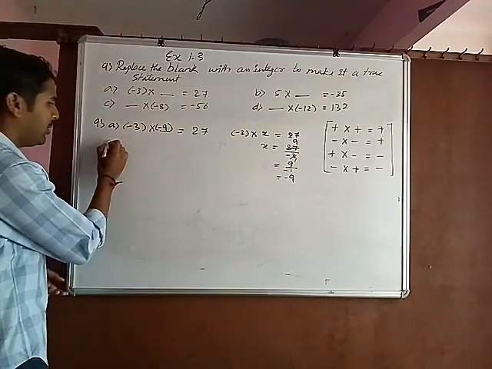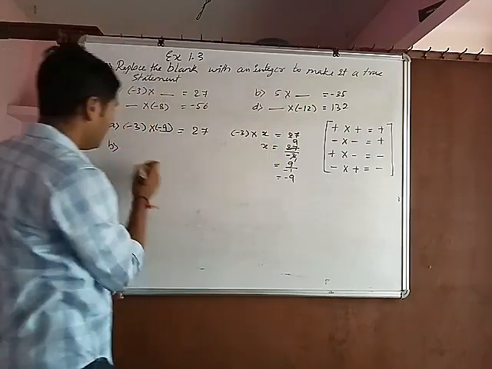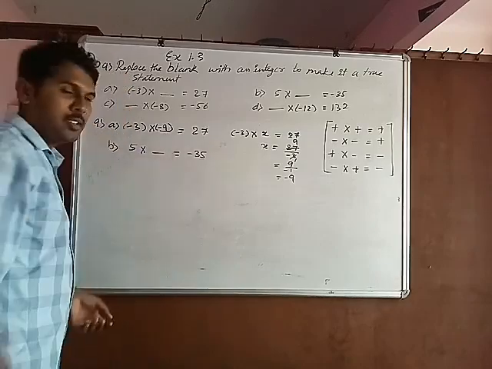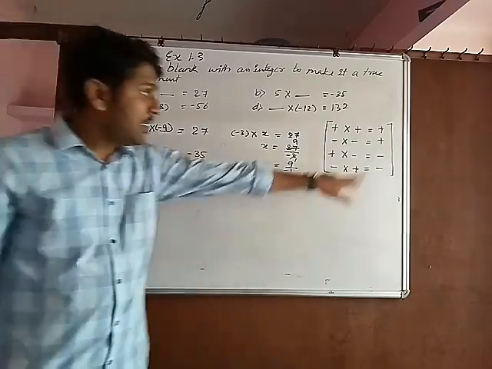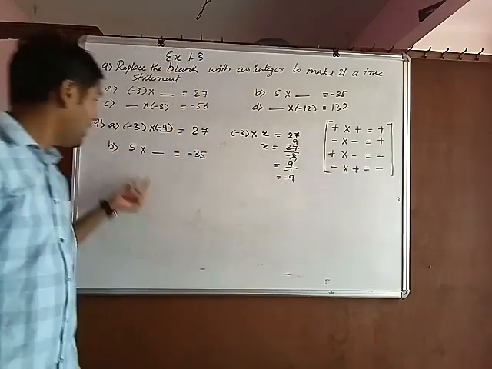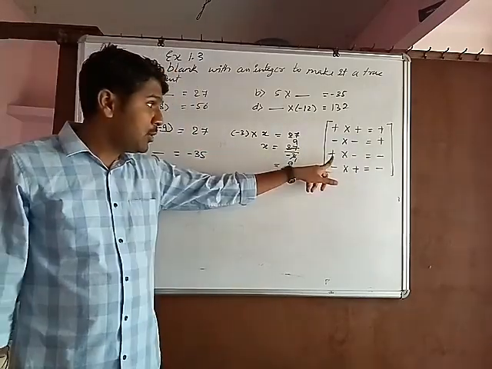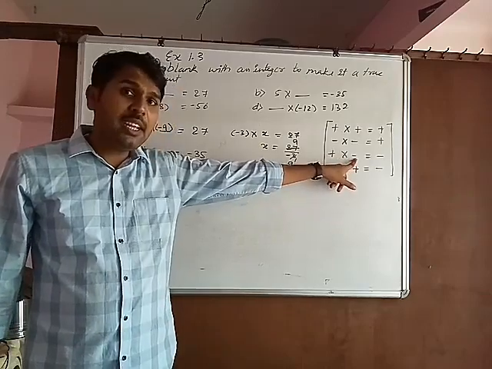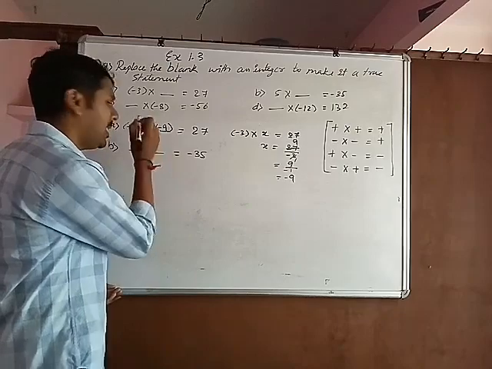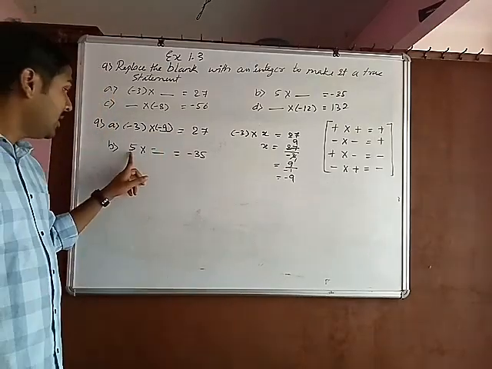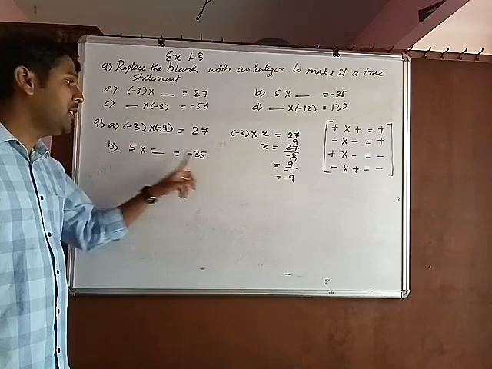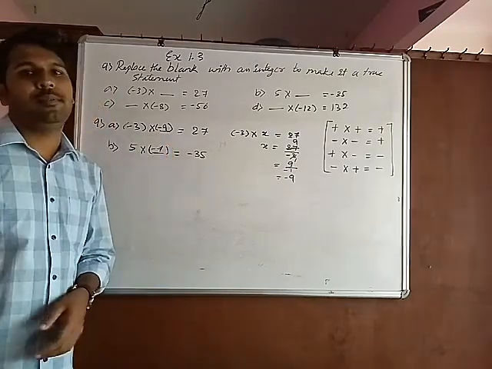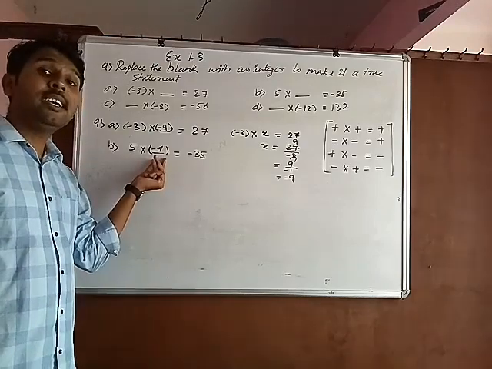So next, second one, 5 into blank equals minus 35. So result sign is minus. Two signs are there, minus. In that first one is plus. Which one is plus? Plus, no. That means unknown integer sign must be minus. So this is minus. But what is that integer? Just tell me the 5 table. 5 sevens are 35, no. So unknown integer is minus 7.